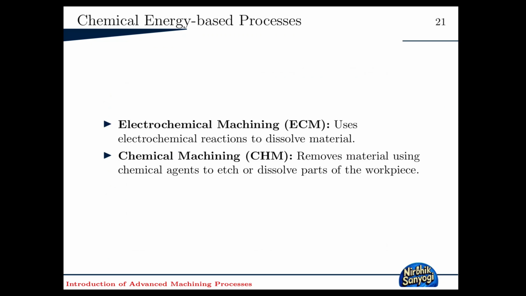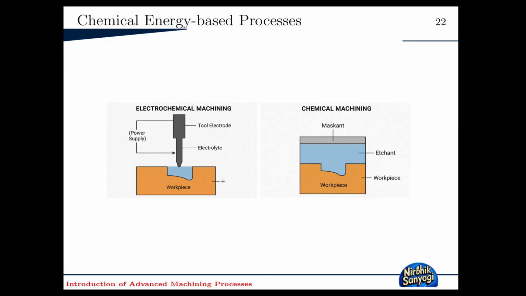Under the chemical energy based classification, there are two machines available: ECM and CHM. ECM stands for electrochemical machining, and CHM stands for chemical machining. In ECM, it uses electrochemical reactions to dissolve material, and generally Faraday's laws of electrolysis are followed in this machining. And in the chemical machining process, it removes material using chemical agents to etch or dissolve part of the workpiece.